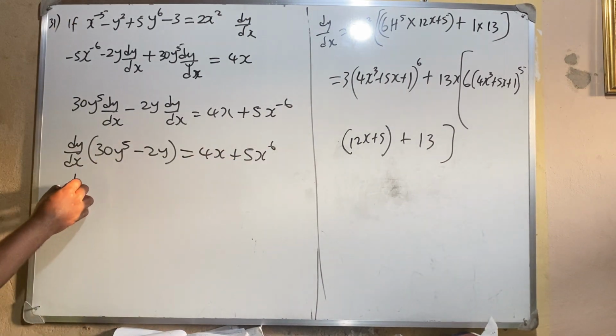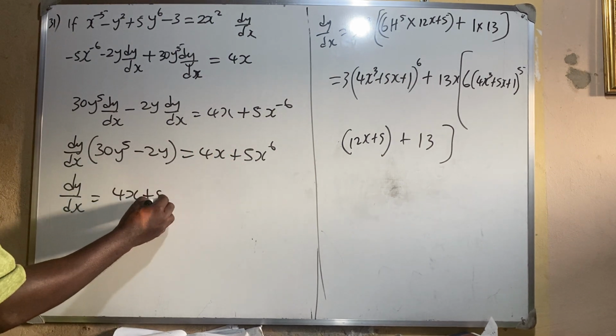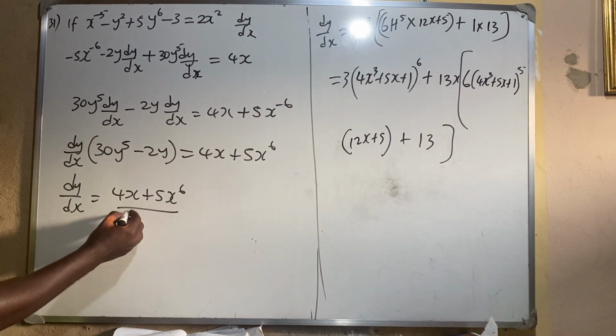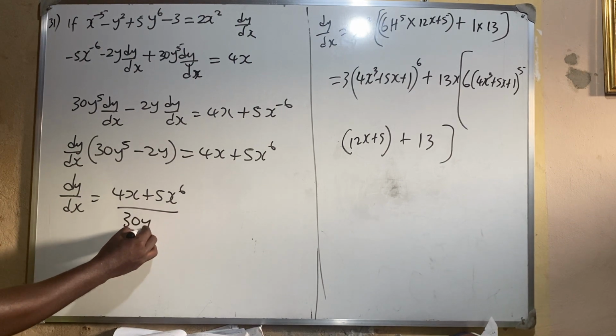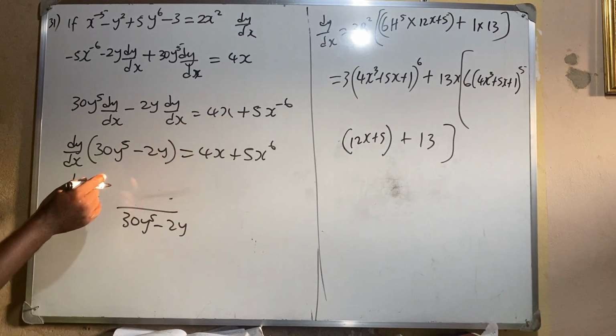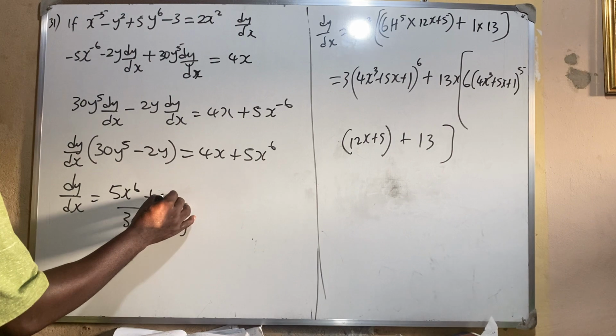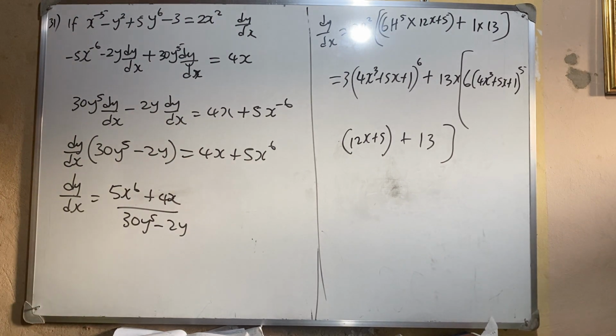So if I leave the dy/dx to stay on its own, this one will come down. So I'm going to have 4x plus 5x raised to power minus 6 all over 30y raised to power 5 minus 2y. If you arrange it, the raised to power term is supposed to come first: 5x raised to power minus 6 plus 4x. So this is your answer. Okay, so that is the answer.